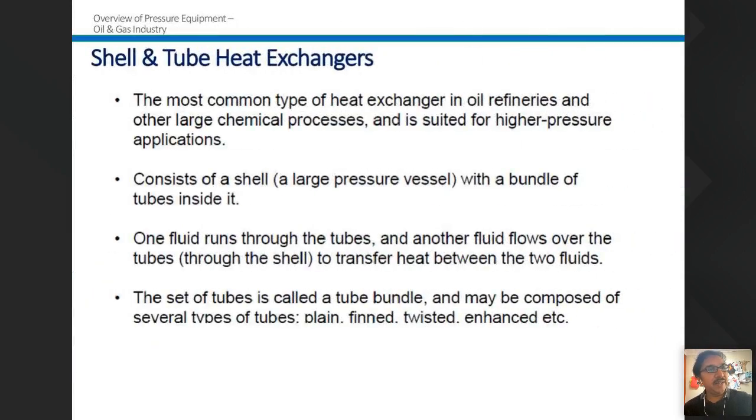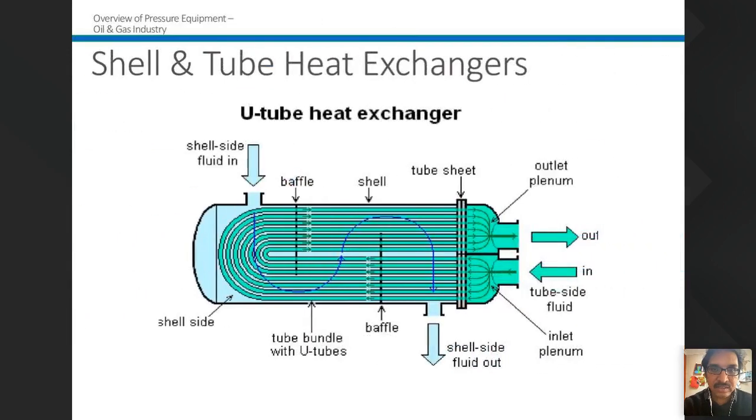Now, what a shell and tube heat exchanger is about. This is the most common type in the industry. It consists of a shell, a large vessel with a bundle of tubes inside it. One fluid runs through the tubes and the other fluid runs over the tubes in the shell, thereby doing a heat transfer between two fluids. Let's see a small sketch diagram.